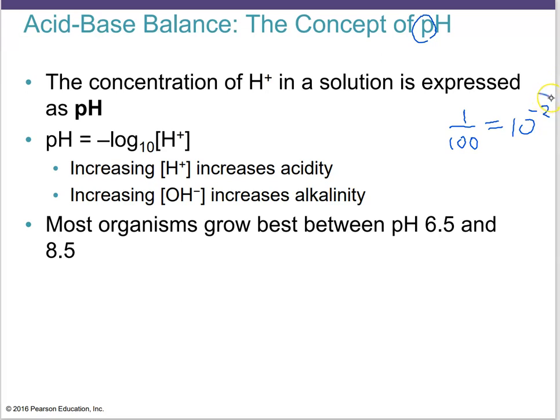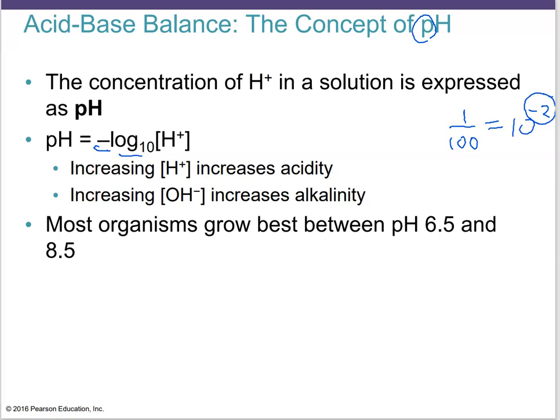Now this negative 2, this concentration of hydrogen ions, then expresses a pH, where pH is the minus logarithm to the base 10 of the hydrogen ion concentration. So that means a solution where 1 in 100 molecules is a hydrogen ion has a pH of 2. So the logarithm to the base 10 of 100th is minus 2, and the pH is the negative logarithm, so it's 2.